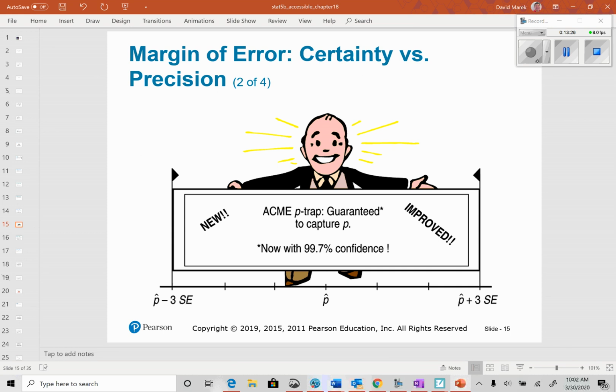So, again, if we widen our confidence interval, we're going to have to use more standard errors. Okay? The new and improved 99.7% confidence, sure, we're widening out more standard errors. We have a higher confidence level that we are actually going to capture that population proportion.